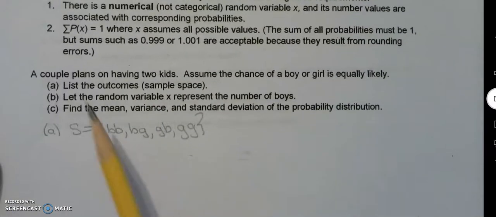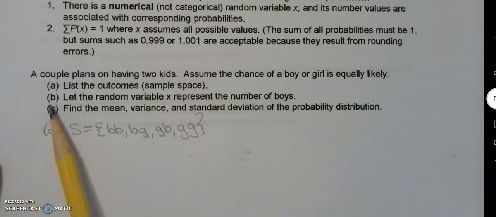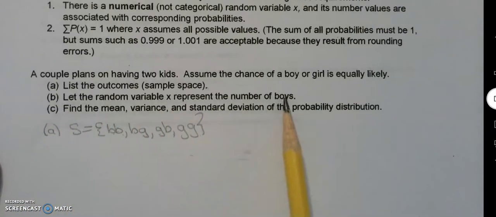Okay, so the first thing we want to do is list all the outcomes. If you have 2 kids, what are the outcomes? This is the sample space. The first one's a boy, second one's a boy; first one's a boy, second one's a girl; then a girl and a boy; and then a girl and a girl. So we already did A. Now B represents the random variable. What we're going to do is create the probability distribution of this information.